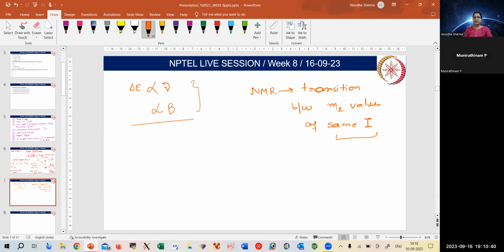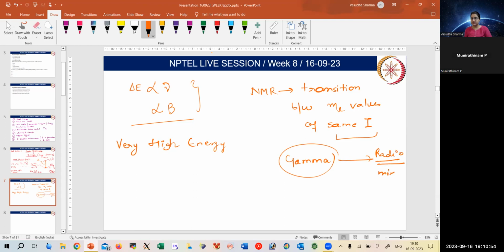But what if we have a very, very high energy? If we see that gamma comes at the top priority and radio at the last, then this end has the minimum energy and this end has the maximum energy. Earlier we were in the radio frequency range only, so the transition would happen between these two states only. But if I provide a huge amount of energy, the transition goes from the ground state to a higher excited state.